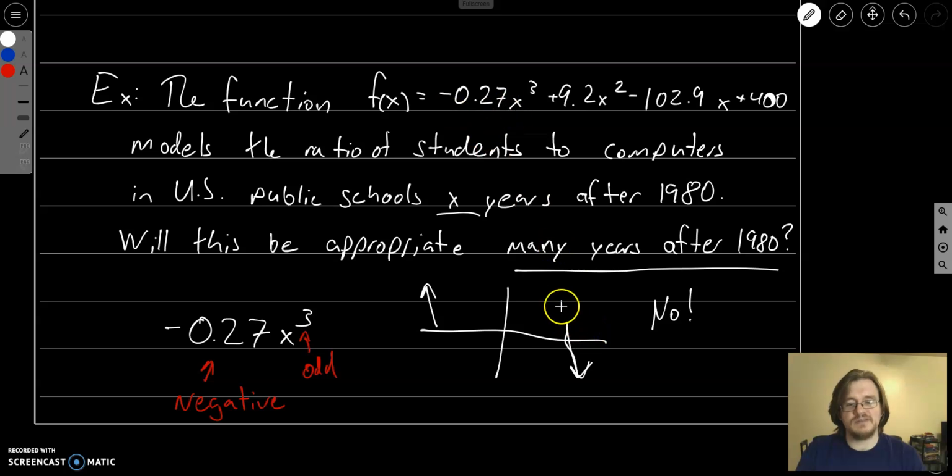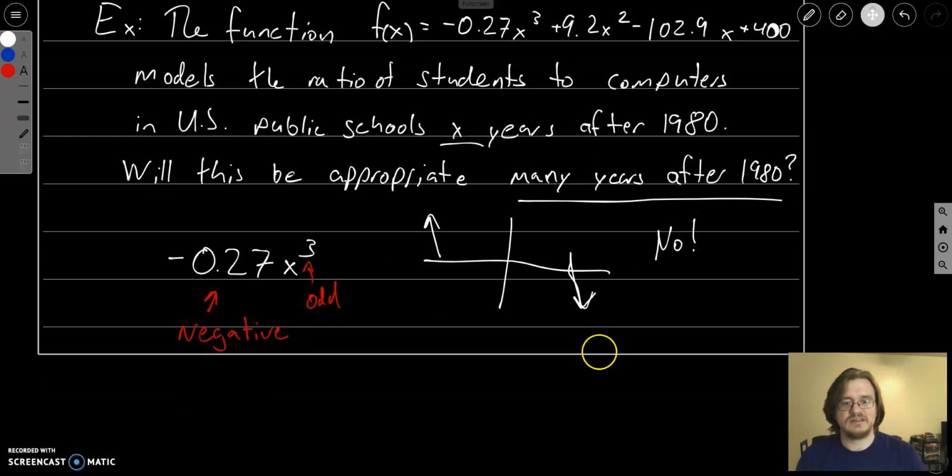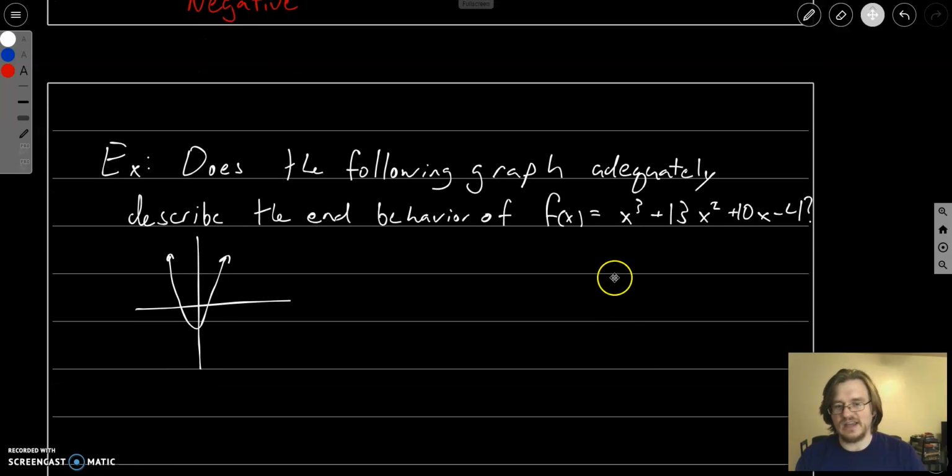This function is eventually going to be negative. And negative ratios of positive numbers, that doesn't quite make any sense. There shouldn't be negative 10 students to every computer. Can't even imagine what a negative student would be.